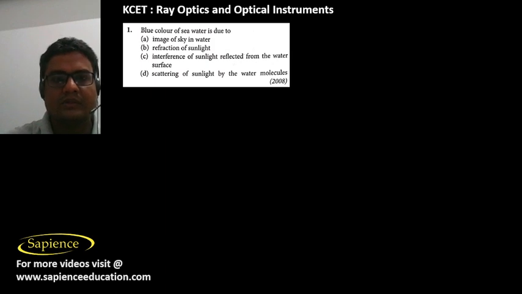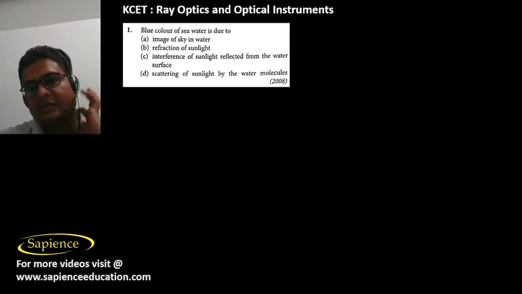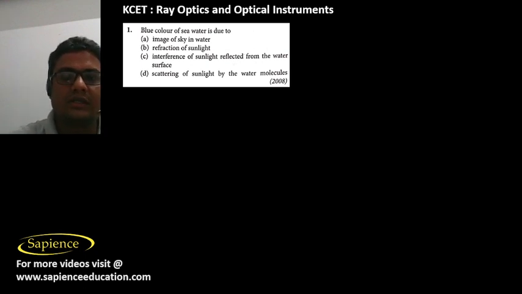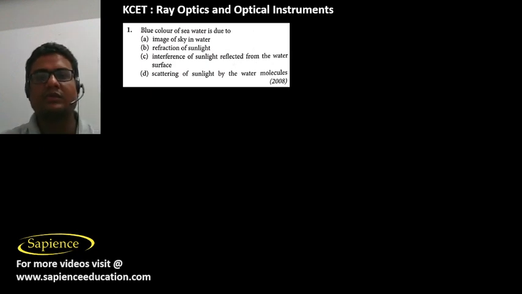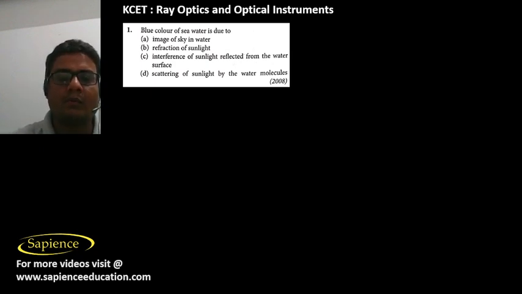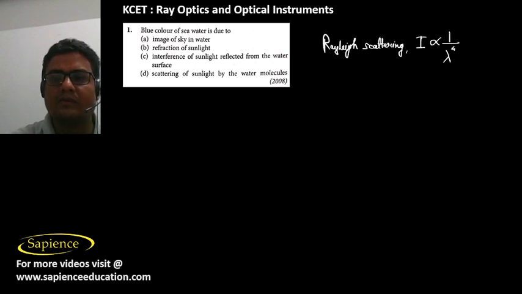Ray Optics and Optical Instruments. Here we shall start from the very first question. It says that the blue color of sea water is due to the scattering of sunlight by the water molecules. It is called Rayleigh scattering. According to Rayleigh scattering, the intensity of the scattered light is inversely proportional to the fourth power of the wavelength. In the spectrum of visible light, we have VIBGYOR, meaning violet, indigo, blue, green, yellow, orange, red.